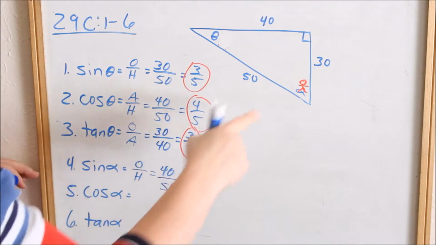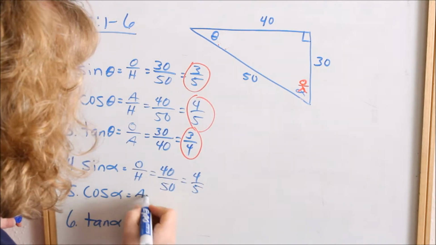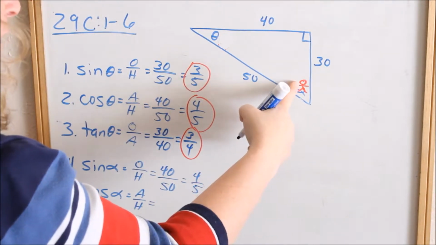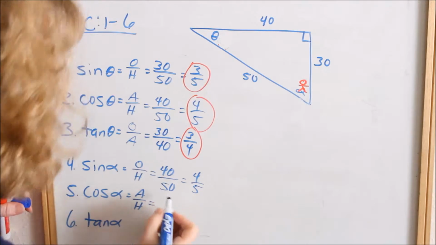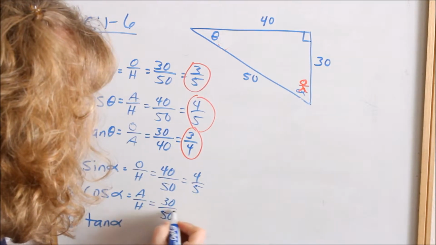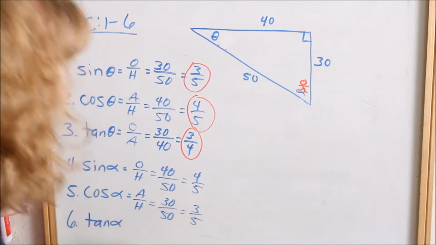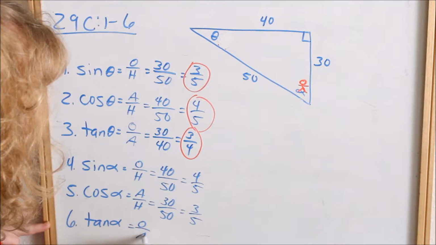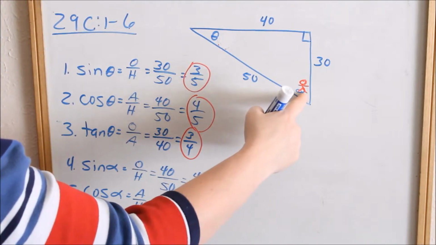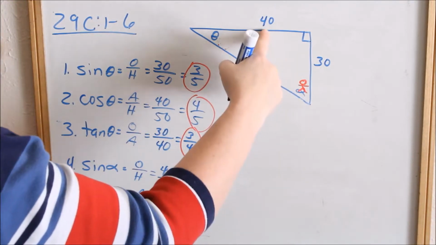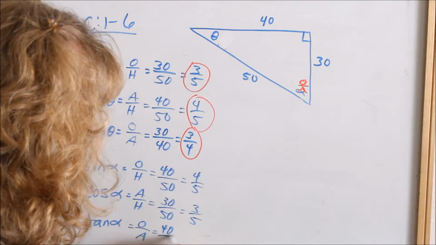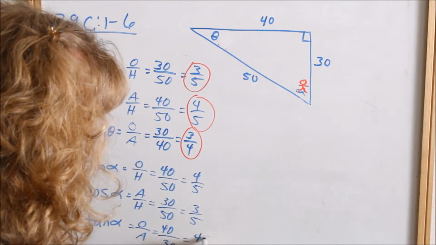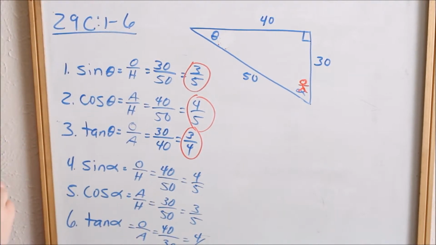Now cosine of alpha. The definition of cosine is adjacent over hypotenuse. If I'm standing at alpha, the side that is adjacent to me or next to me is 30. And then the hypotenuse doesn't change, so it's 50. I can reduce these both by 10. Then tangent alpha, the definition of tangent is opposite over adjacent. If I'm standing at alpha, the side that is opposite of me is 40. And the side that is adjacent to me is the 30. Reducing those both by 10, I get 4/3.